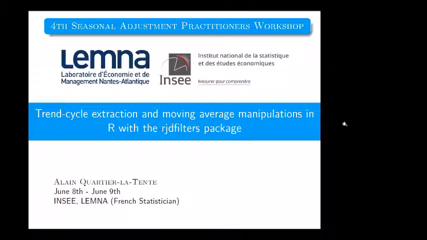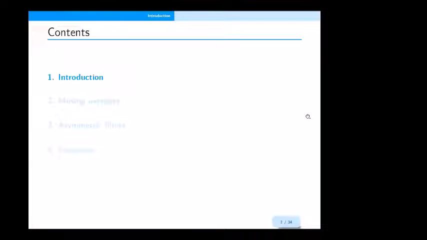Yes. So, hello, I'm Alain Quartier-la-Tente, a French statistician, and I'm going to talk about one of the R packages around seasonal adjustment we are working on. It is called rjdfilters, and it allows you to manipulate moving averages and implements several techniques for real-time trend-cycle extraction.